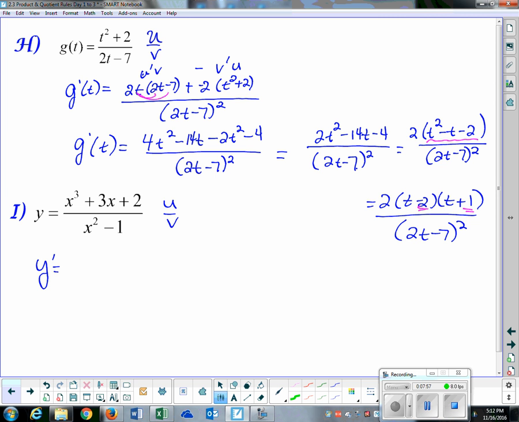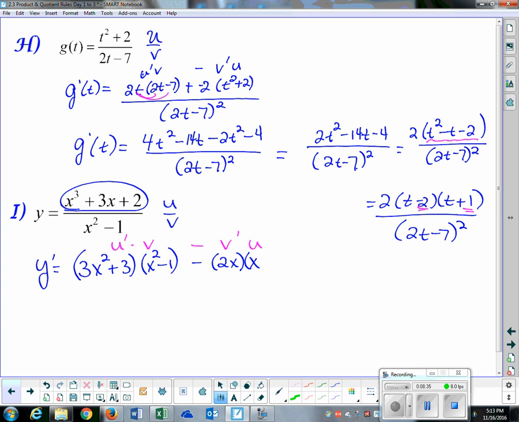Y prime equals the derivative of U, the derivative of the top, which will be 3x squared plus 3, multiplied by V, which is x squared minus 1. What I just did was U prime times V. And the next thing we need to do is V prime times U. So here we go. The derivative of V, which comes from the bottom, will be minus the 2x, and then the U is the top portion as is. So that's a 3x cubed plus 3x plus 2.